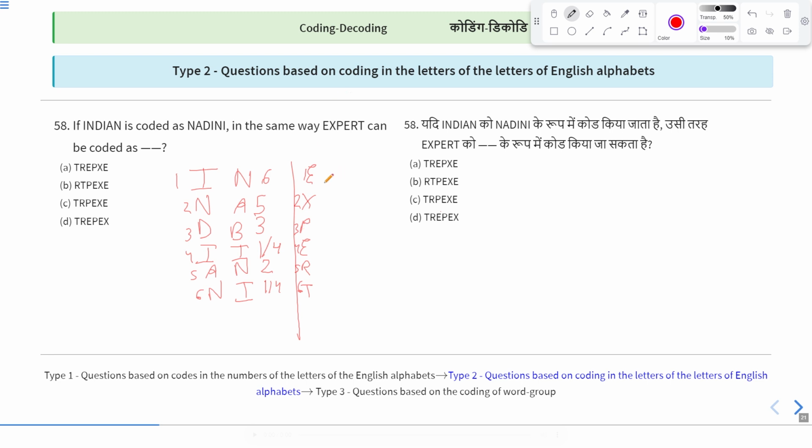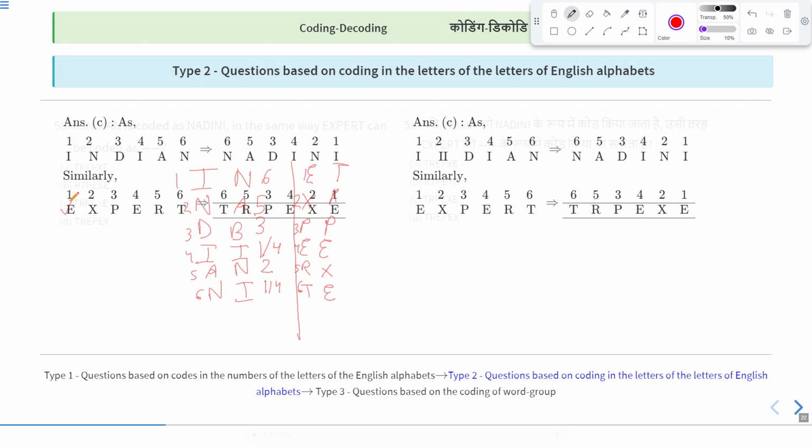I think here also 1 and 4 are same, so we can probably not need it. 6, 5 comes T. Then we have 6, 5. 5 is R. P, 3. 3 is P. I, that's one of the E's. X, then again one of the E's. TRPEXE. C. TRPEXE, that's the answer.